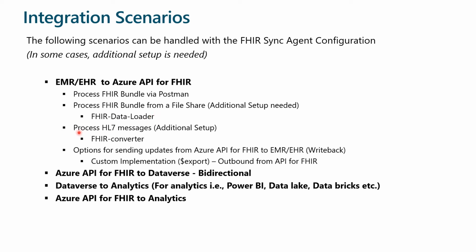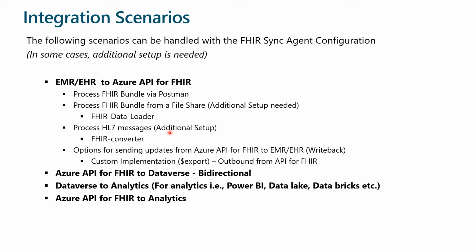You can also process HL7 messages. Again, additional setup is needed. For example, EMR or EHR would be in HL7 format, but the Azure API for FHIR is expecting data in FHIR resource format. So there is a FHIR converter available on our GitHub repository. So this needs to be configured before you process the HL7 messages.